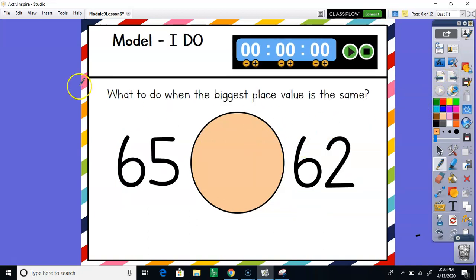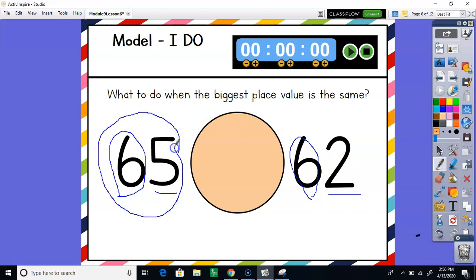So this one, what do I do when the biggest place value is the same? So if you look at this problem, this number has a 6 in the tens place, and so does this one. So when that happens, you move to the next digit. So I'm going to look at the ones place for these numbers, 5 and 2. So now I have to ask myself, which one's bigger, a 5 in the ones place or a 2 in the ones place? And I know that 5 is bigger than 2, so 65 is going to be greater than, here I heard myself say those words, 62.